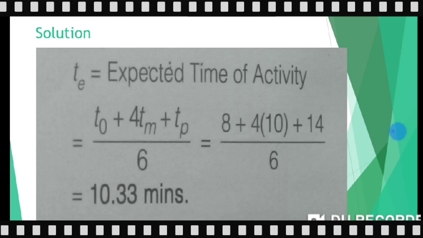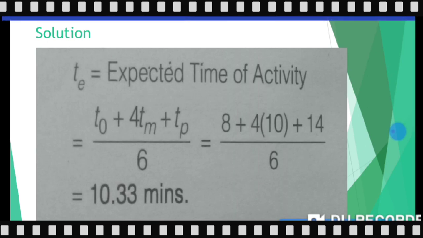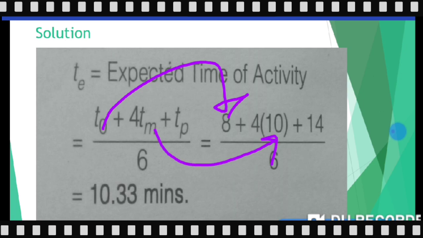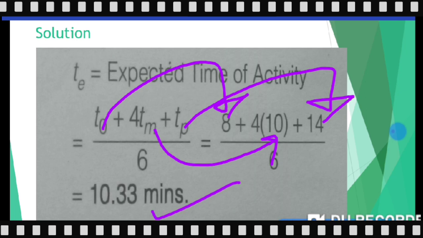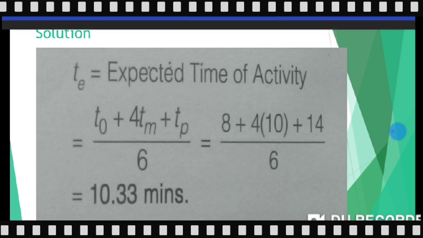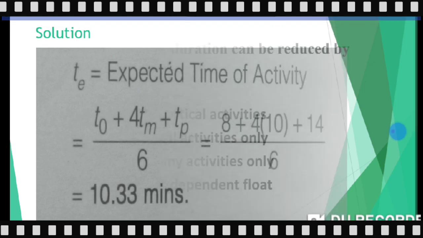See, we have To as the optimistic time, Tm as the most likely time, then we have the pessimistic time. All these things are given in the question, and we will use this formula, then we can find its answer. So 10.33 minutes will be the T expected time for that activity of this PERT network.